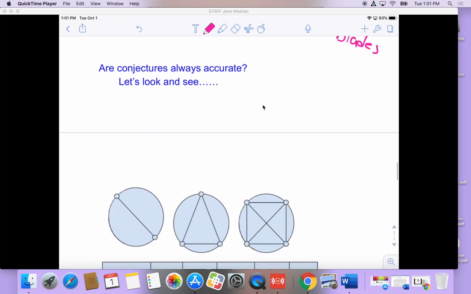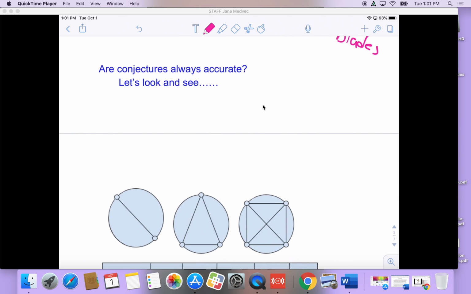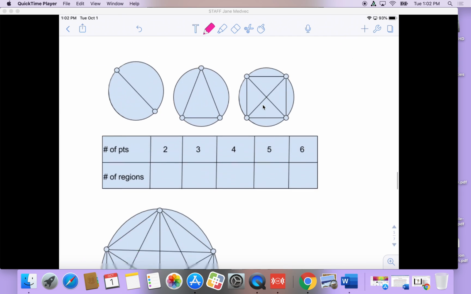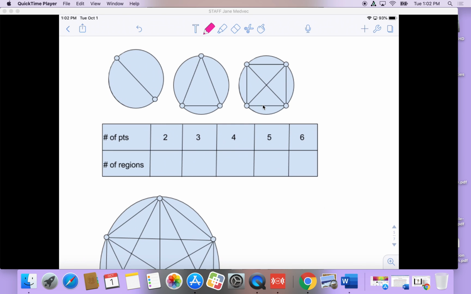Okay. Question, are all conjectures true? If I look at a pattern, will that always be true? Well, it's raining today. It's been raining the last couple of days, so I'm going to say that tomorrow's going to be rainy. Is that true? Not necessarily, right? So not all conjectures are true. So let's take a look at one like this.